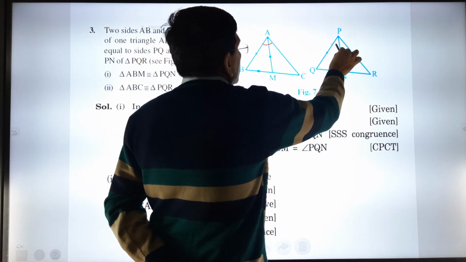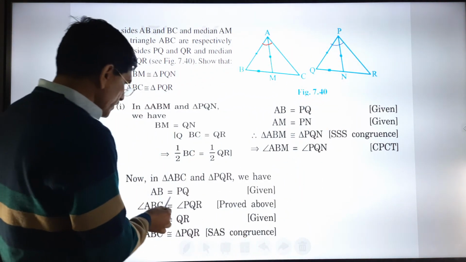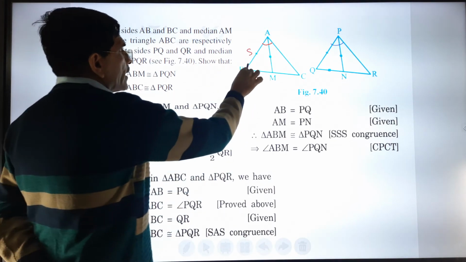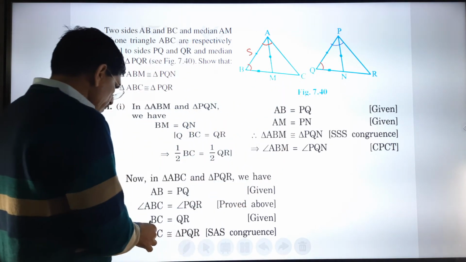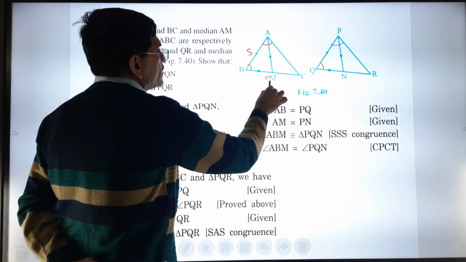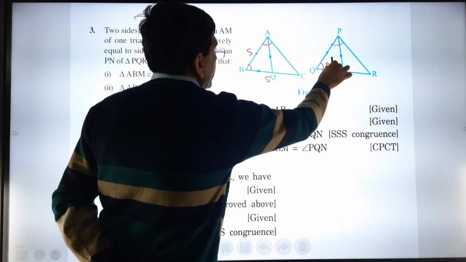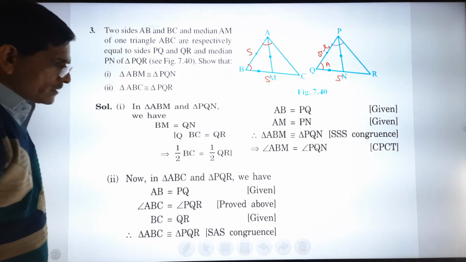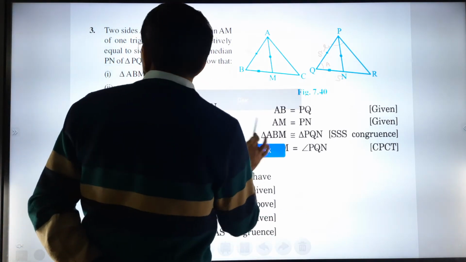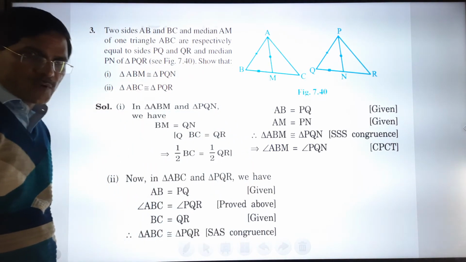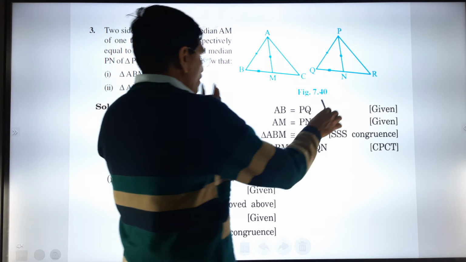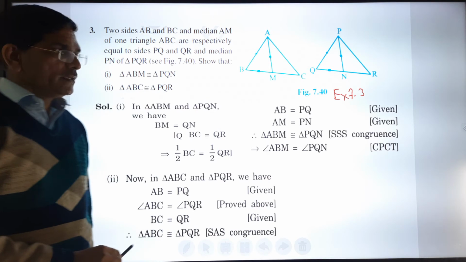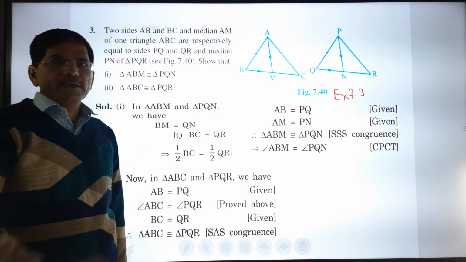Here, what is first? AB and PQ, that is our side. Angle ABC, and BC again a side. So side, angle, side: the two triangles are congruent. So that is question number 3. There are 5 questions in exercise 7.3. We have already discussed exercise 7.3 questions 1, 2 and 3. If you understand the third, write it down.